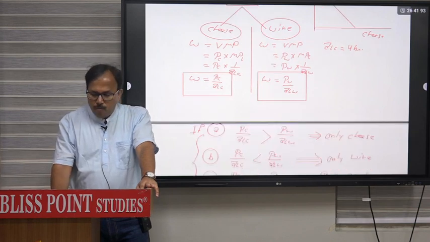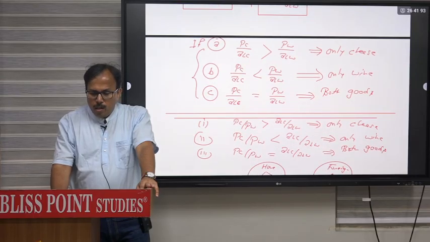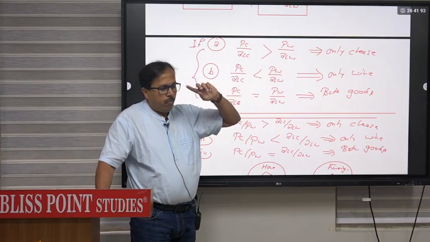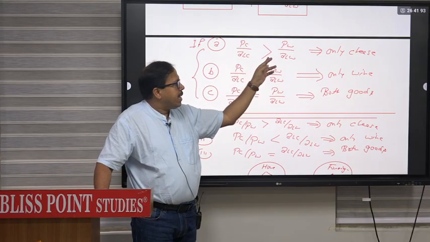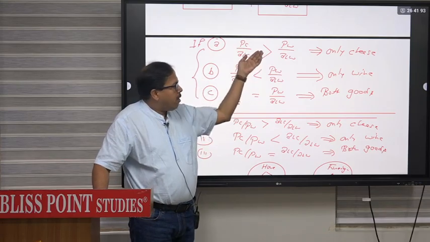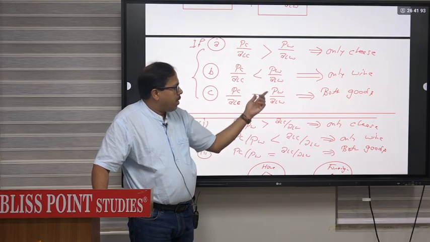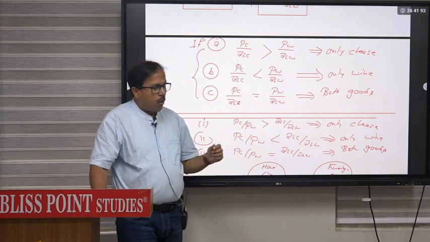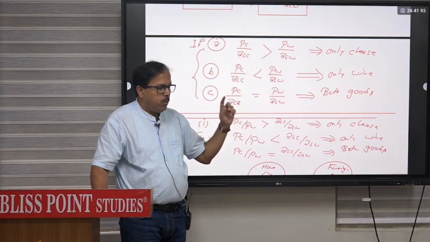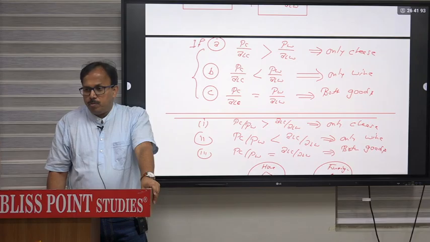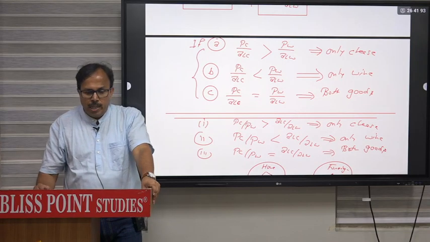Next paragraph. If PC by ALC is greater than PW by ALW, and write the alternate form in the same point, the same condition you wrote here, and PC by PW is greater than ALC by ALW, then home country will produce only cheese.